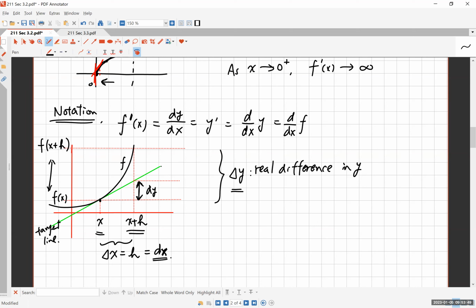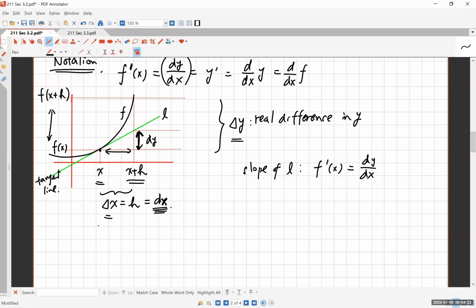Now you notice this line, let's call this line L. This tangent line L has a slope. The slope of L is, of course, the derivative at x. But if you look at this, that slope can be found as rise over the run. And so that's dy over dx, and this is where this notation comes from. Dx and delta x are the same. D and delta indicate the same thing for the independent variable. But for the dependent variable, dy is the approximation for delta y. This is called the linear approximation, which we'll be studying later.